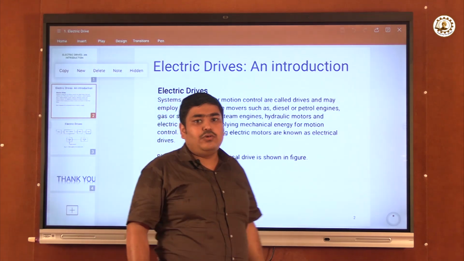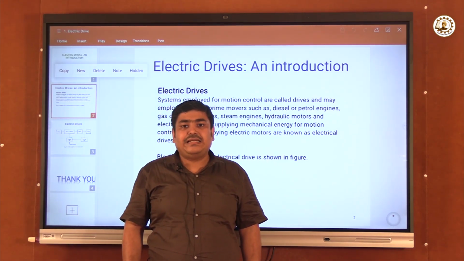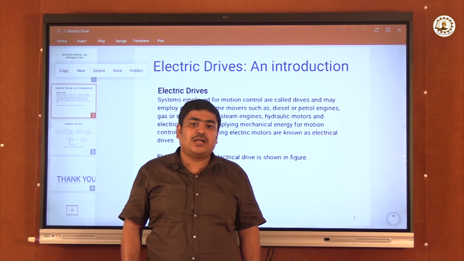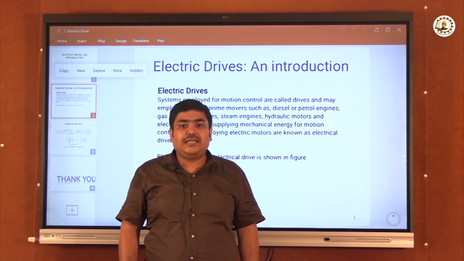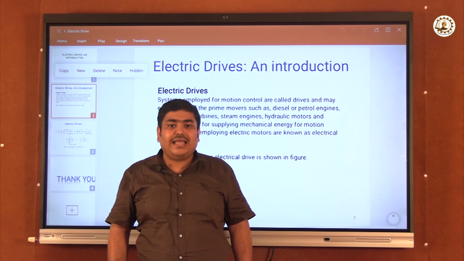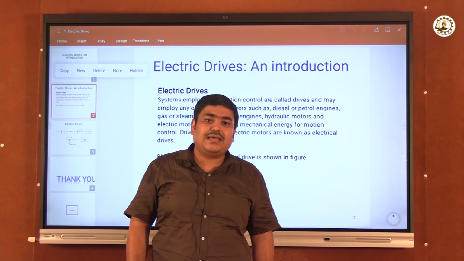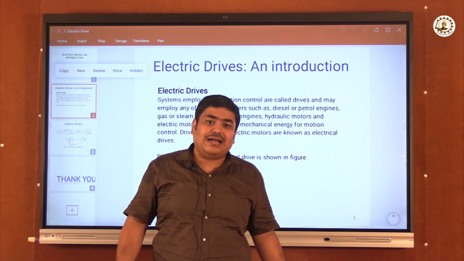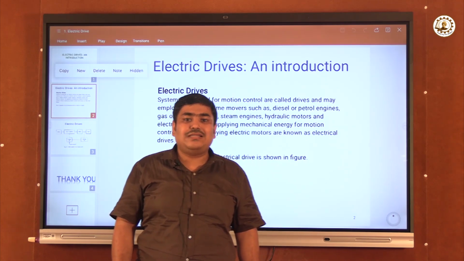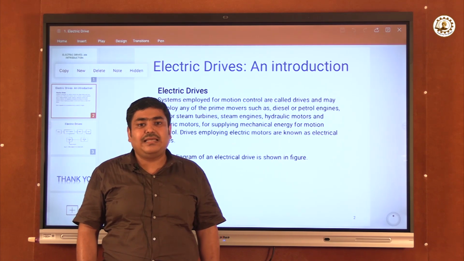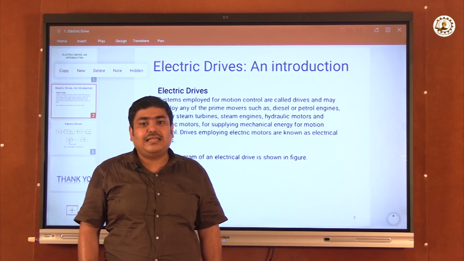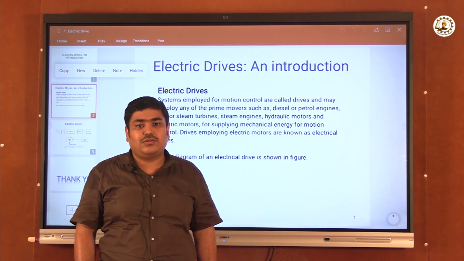First of all, what do we mean by electric drive? Electric drive is a system employed for motion control. This kind of drive is used anywhere in mechanical systems and chemical systems. In a mechanical system, motion control is required for any car or any kind of drive system. Similarly, in electrical systems, there is a great requirement for motion control.